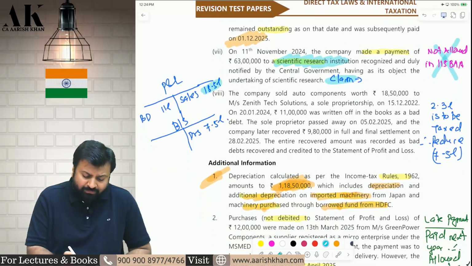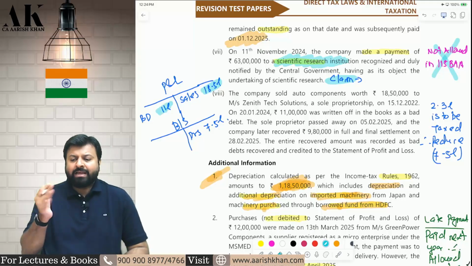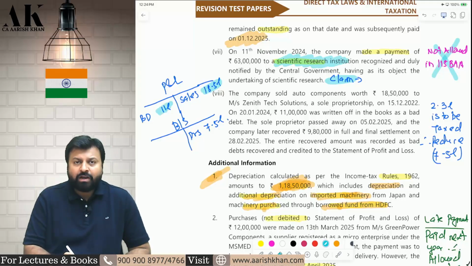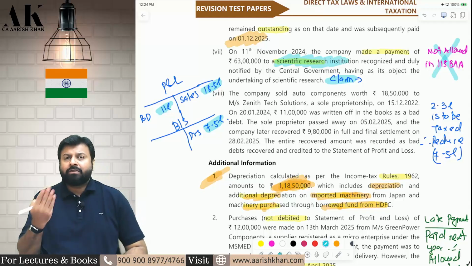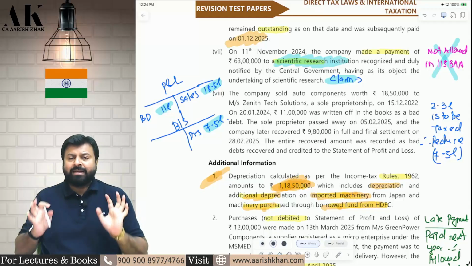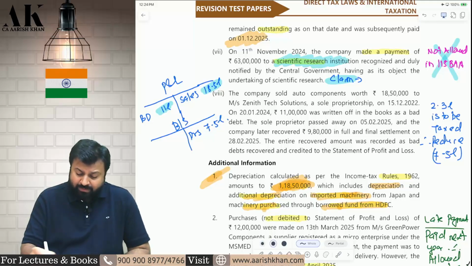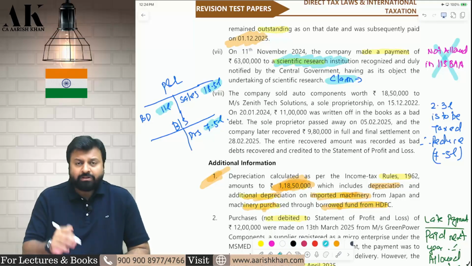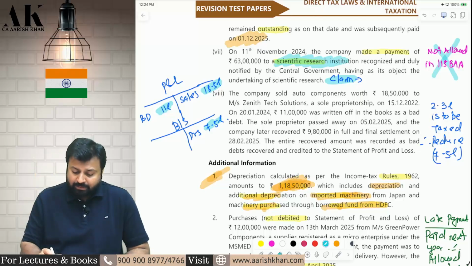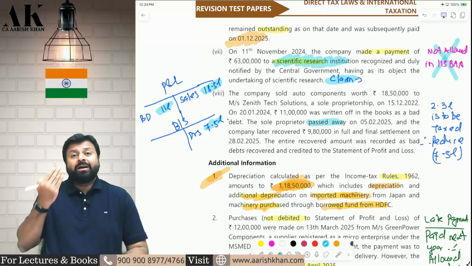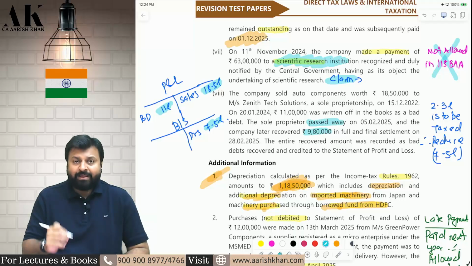You have sold some goods of 18.5 lakhs. Out of that, 11 lakh has become bad debts. Now, how much is the debtor in the balance sheet? Out of 18.5 lakhs, 11 lakh has become bad debt. Therefore, the debtor is how much? 7.5 lakhs. Now the question is, while recovering out of this 7.5 lakhs, the debtor has expired, the debtor passed away. Now you are fortunately recovering more than 7.5 lakhs. So you are recovering 9.8 lakh rupees.